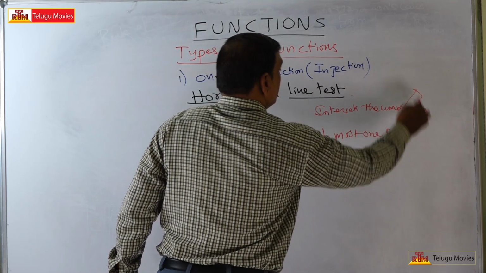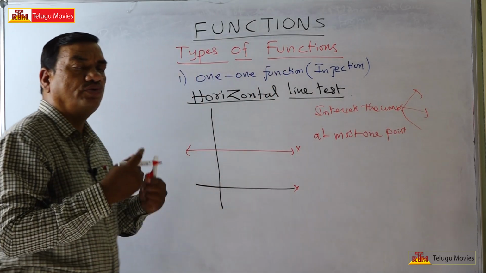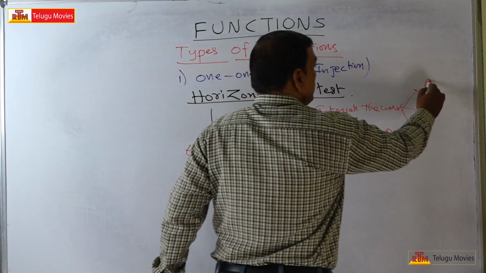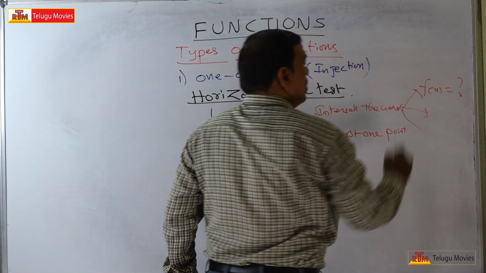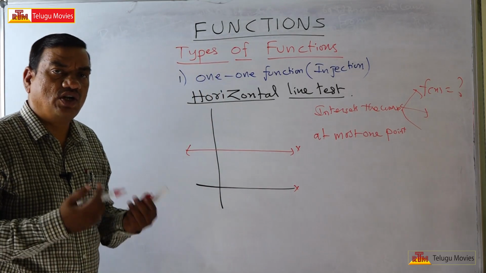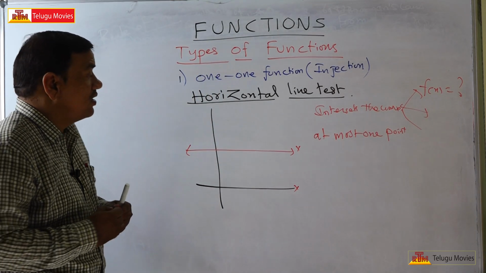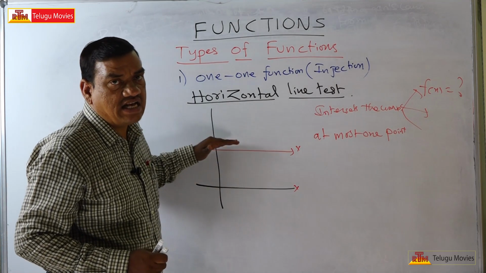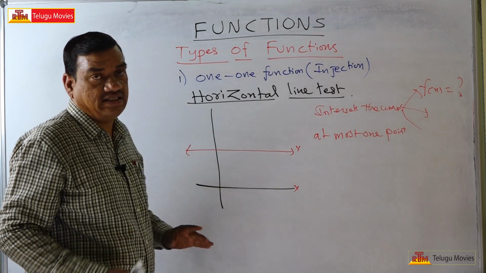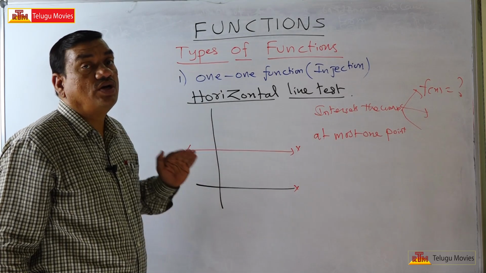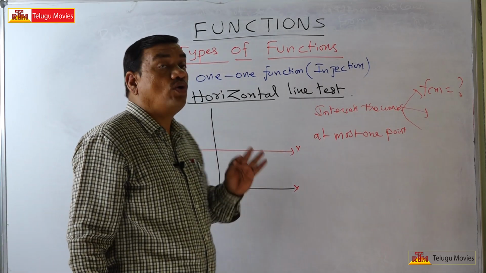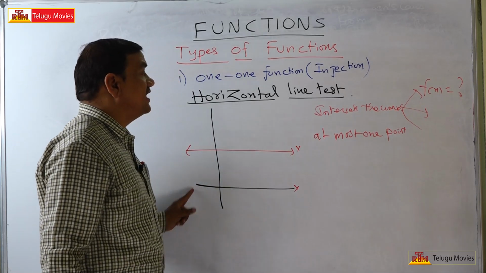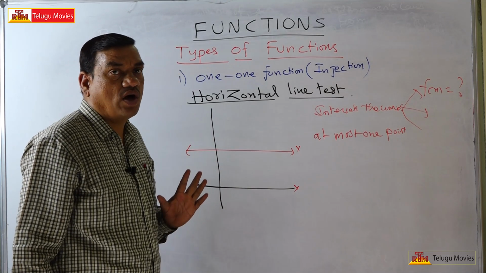This curve may be a sin x curve, a cos x curve, or (2x + 3)/(x² + 2x + 3), whatever it may be, the f of x curve will be given. You know how to draw the curve, sin x, cos x, whatever it may be. You draw the curve, then draw a line parallel to the x-axis, whether above or below the x-axis. The line should intersect the graph at most one point only.